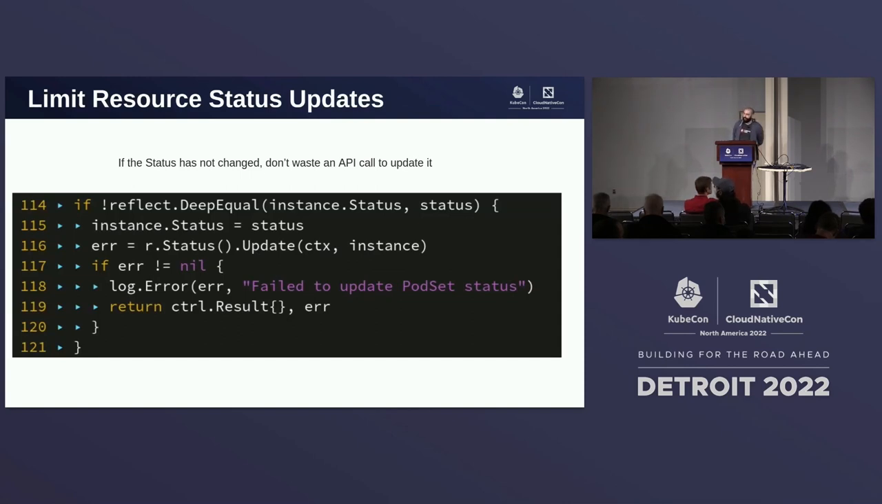So at the end of your reconcile, when you go to update the status, this is just a nice, easy way to stop using so many resources. If the status hasn't changed, don't update it. It's as simple as that.